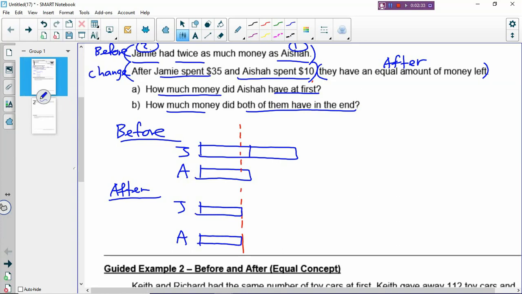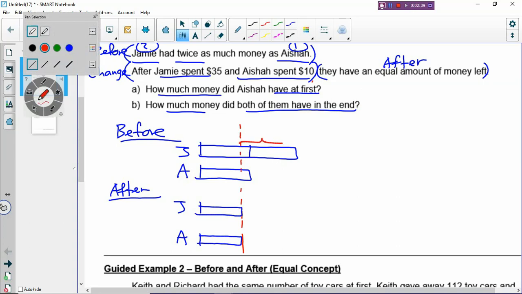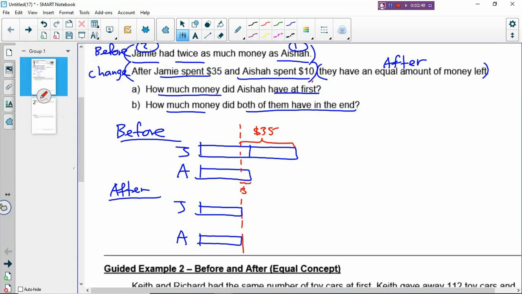So which means, where is the money they spent? Jamie spent $35, which I will put over here. And then you have Aisha spent $10, which is this tiny little box. And after that, you have equal money left in the end. So that is how you draw the model. And of course, it's good to label. Label as clearly as you can, then you will be able to understand your model better.